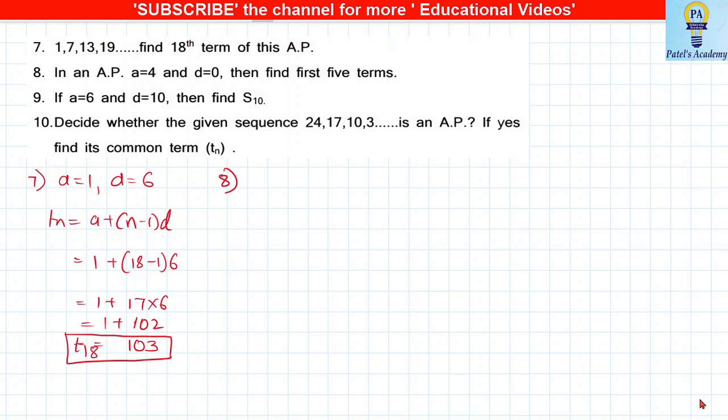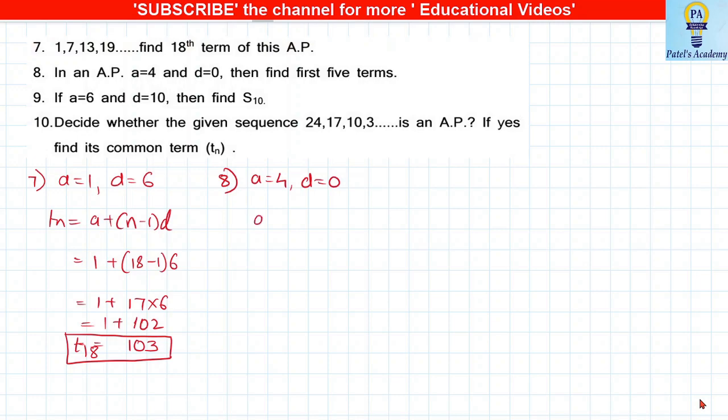They have given the value of A as 4 and D is 0, and the question is to find out the first 5 terms. Okay, now students, a small hint: whenever the value of D is 0, all the terms after this are going to be 4 only. So your AP is going to be 4, 4, 4, 4, 4.